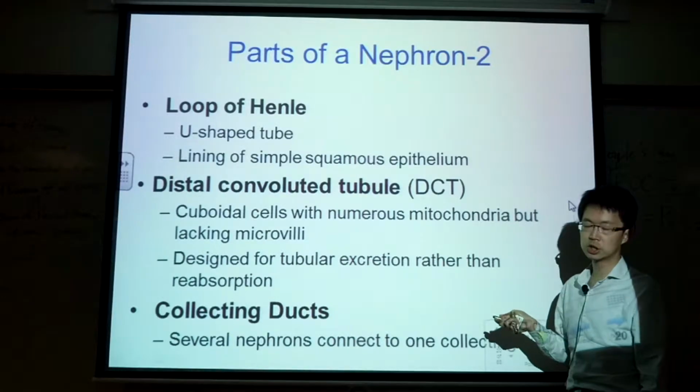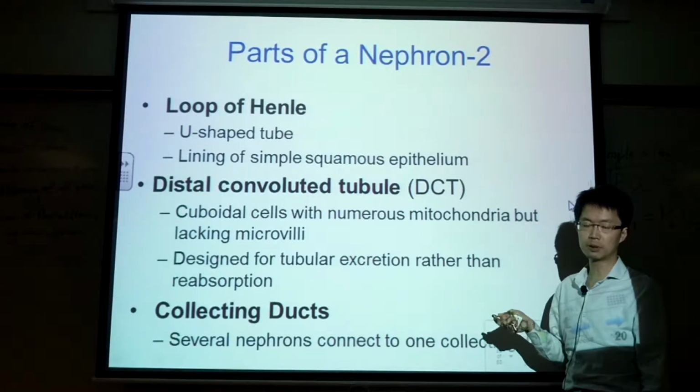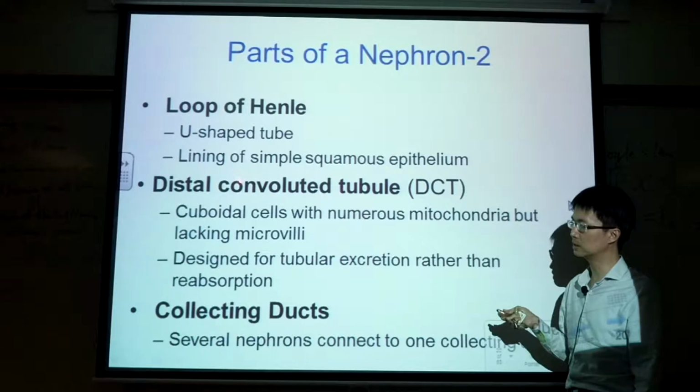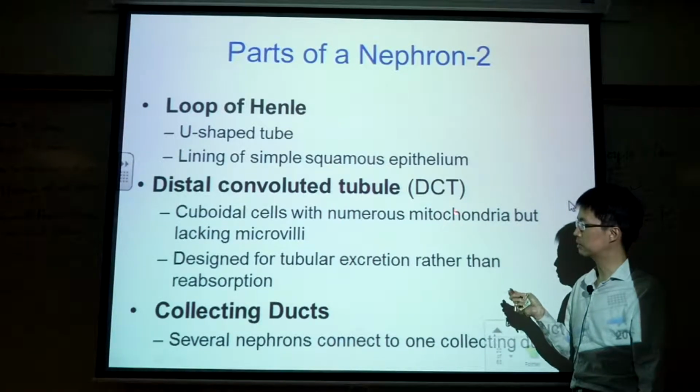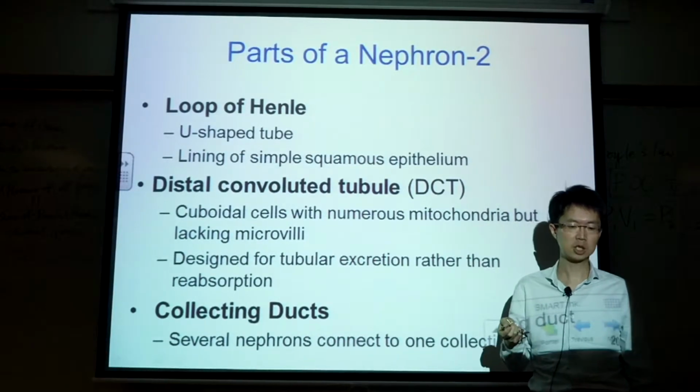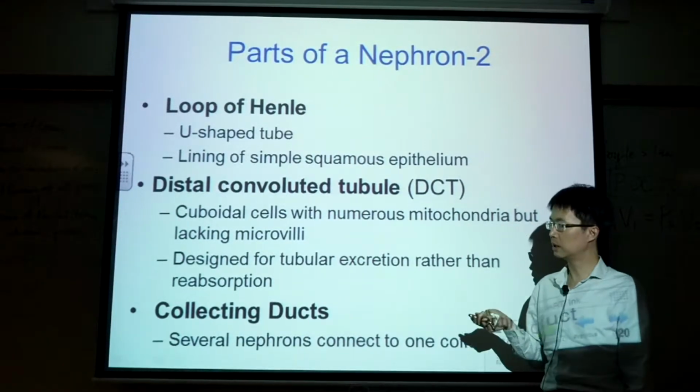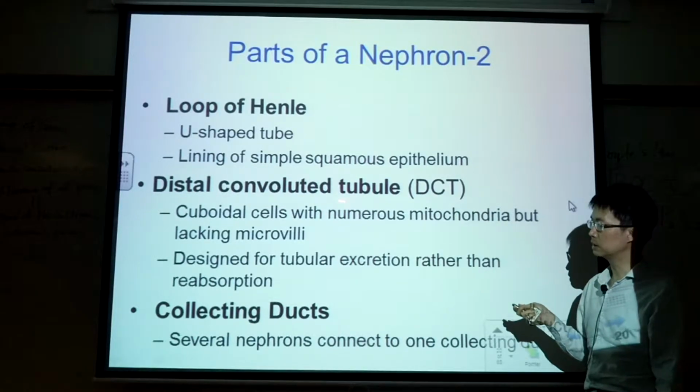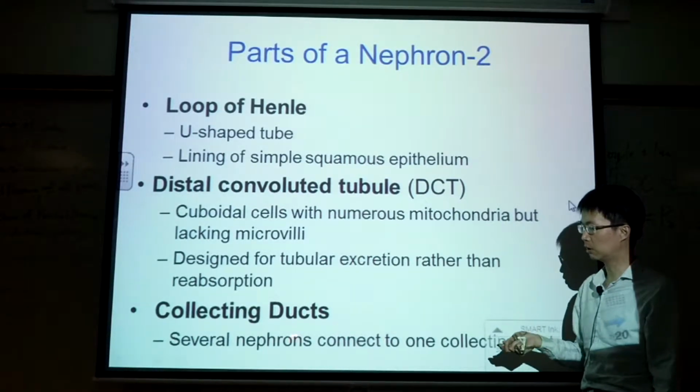And then excretion of the drug, meaning that from the blood to go into your DCT, that is active transport that requires mitochondria to produce energy to do so. And then, of course, multiple DCTs connect together to form the collecting ducts.